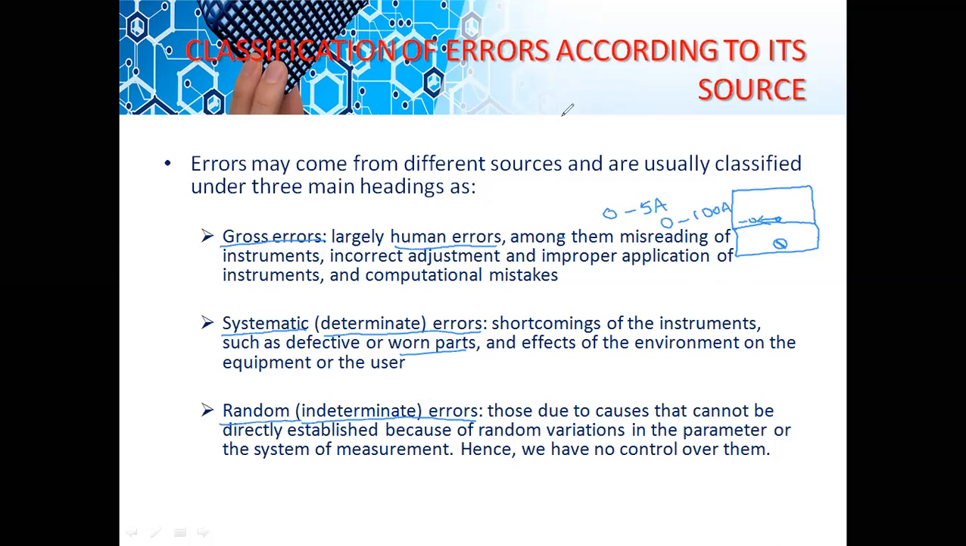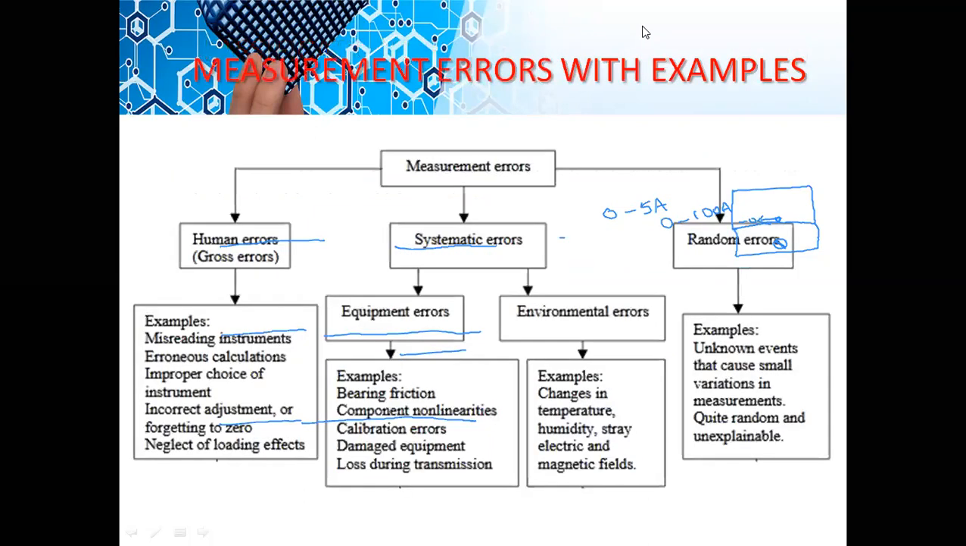This is how we have seen three different types of errors: gross error, largely human errors, systematic errors, and random errors. So here we can see the same thing in a schematic figure. This is a summary of errors to some extent in a schematic way.